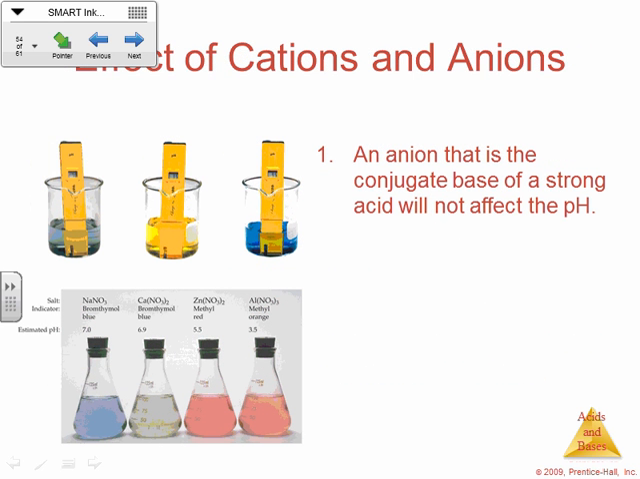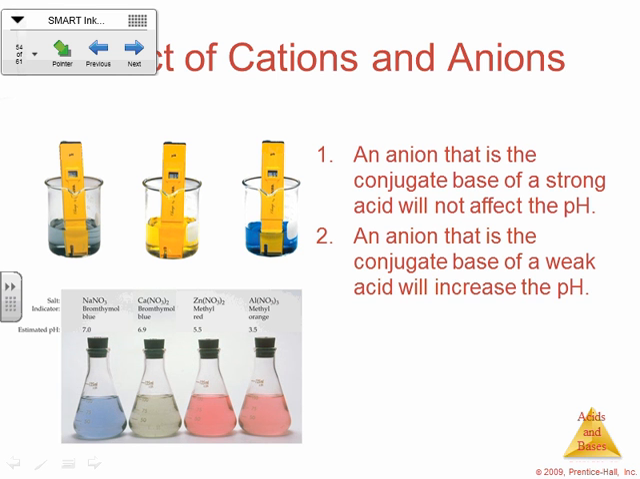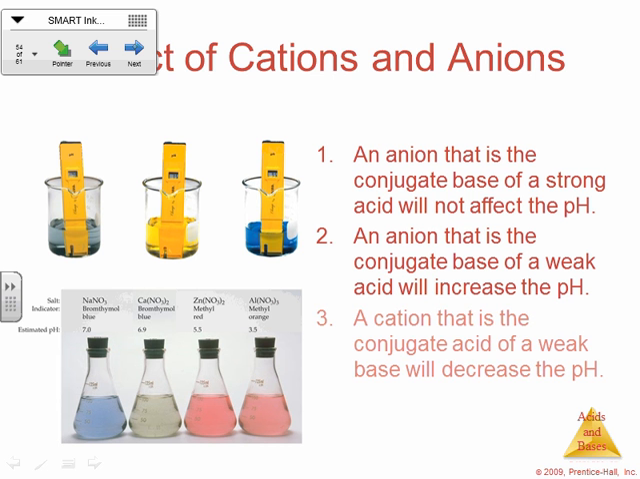All right, so then the effect of cations and anions. There's a good summary in the book, and I think this is basically just restating it. An anion that is a conjugate base of a strong acid will not affect the pH. All right, that's like Cl minus, I minus, Br minus, NO3 minus. An anion that is a conjugate base of a weak acid will increase the pH. So basically anything besides those 6 or 7 that we talked about is going to increase the pH, in other words, cause it to be more basic. The cation that is a conjugate acid of a weak base will decrease the pH. Okay, so that's another way to look at it.